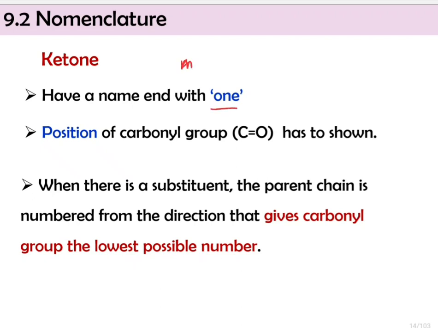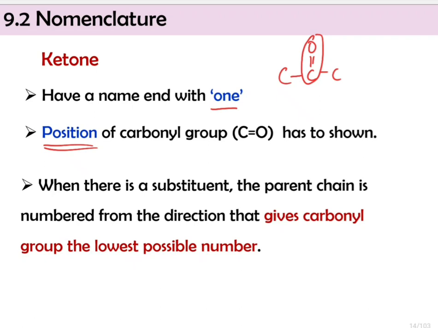Contohnya, kalau saya ada propane, padam E, kita akan gantikan dengan on. Dia dah jadi propanon. Jadi untuk ketone, since dia berada di carbon ni bukan kat hujung, sebab dia adalah C double bond O bonded to carbon and carbon, jadi position of C double bond O is not at the end of the chain. Jadi kita mesti bagi tahu position dia nombor berapa. So for ketone, you must mention the number of the carbon that has C double bond O.